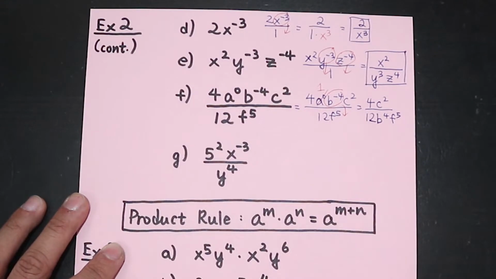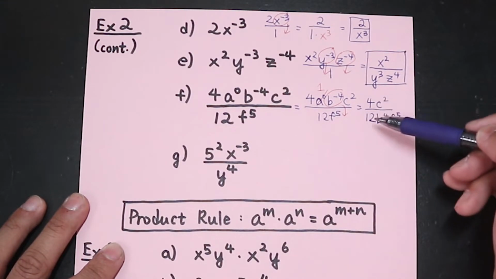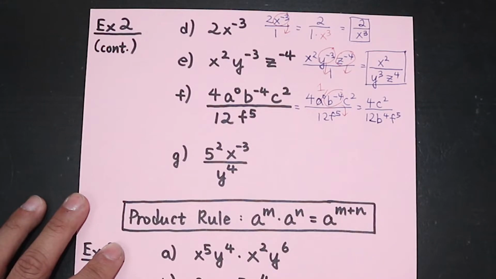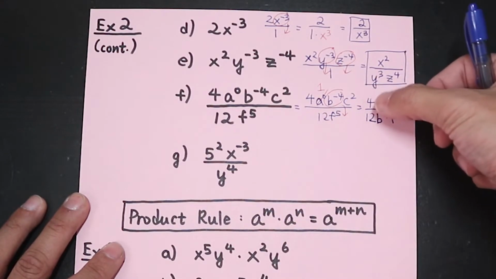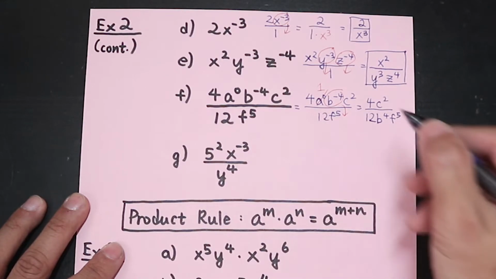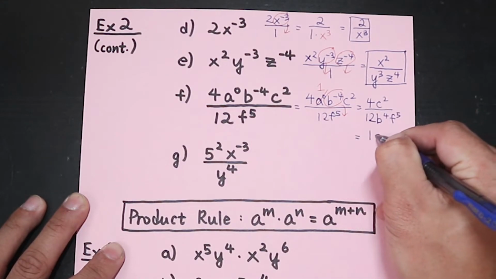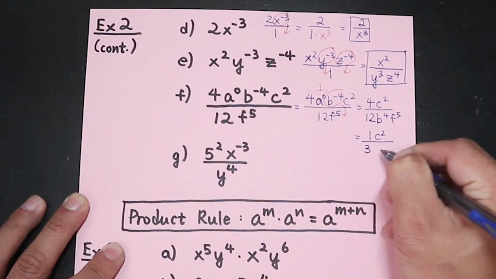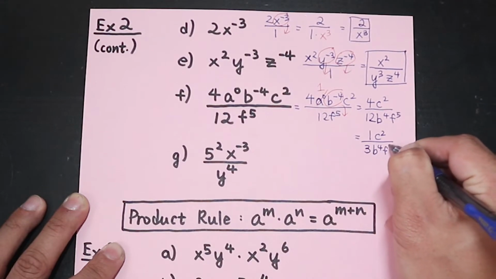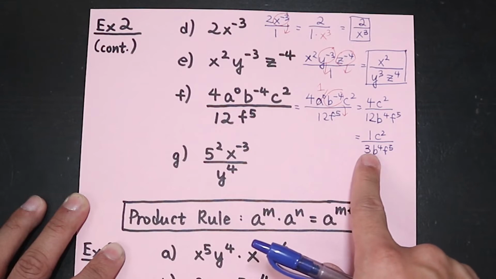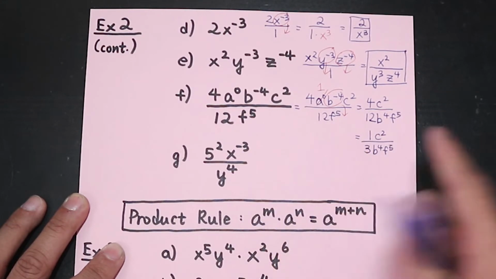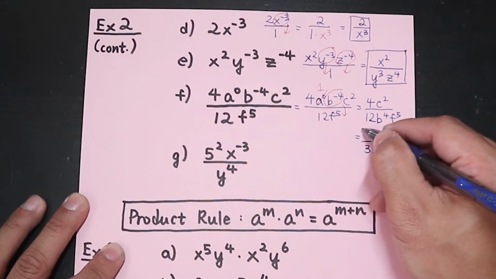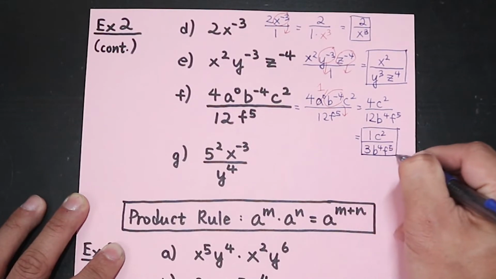Now, you're not done yet. You have to check, are these two numbers simplifiable? Can it be reduced? So 4 over 12, you could simplify by dividing top and bottom by 4. So 4 over 12 becomes 1/3. So you have 1c squared over 3 b to the 4th, f to the 5th. Or you could write it without the 1. So it just becomes c squared over 3 b to the 4th, f to the 5th. And that's your final answer.